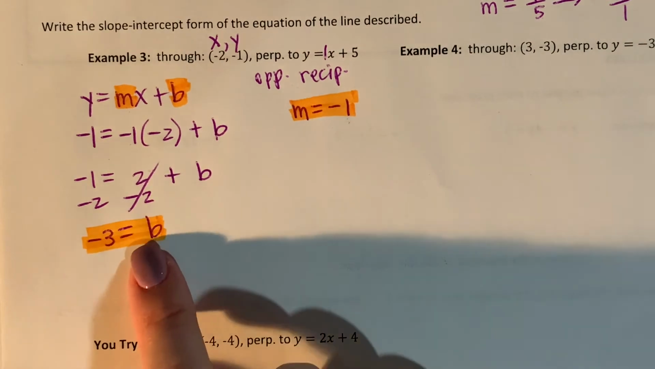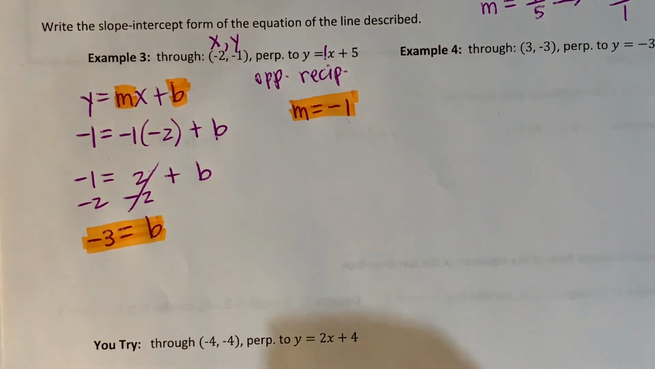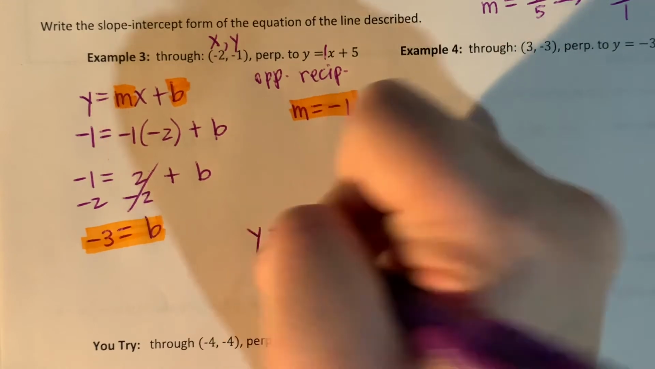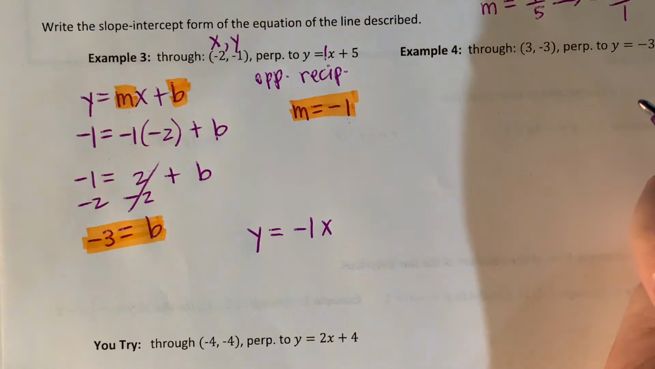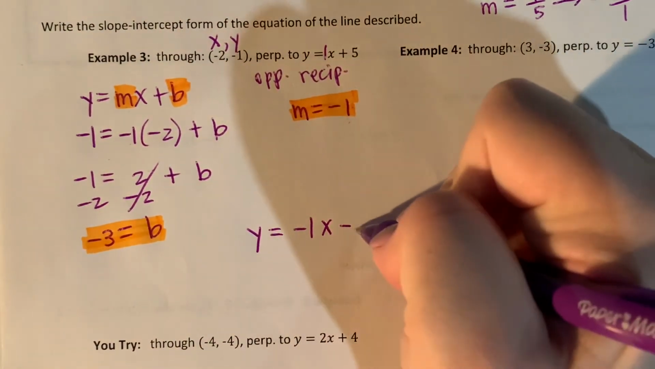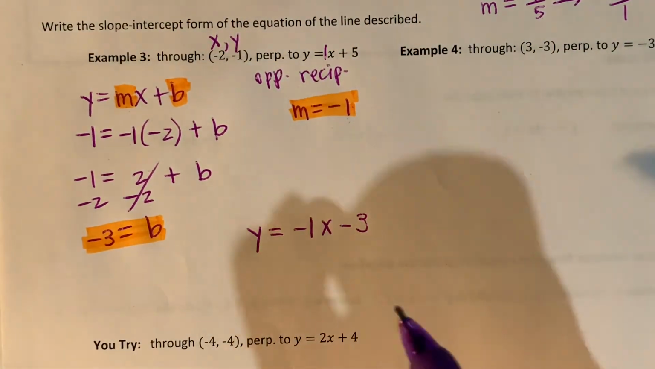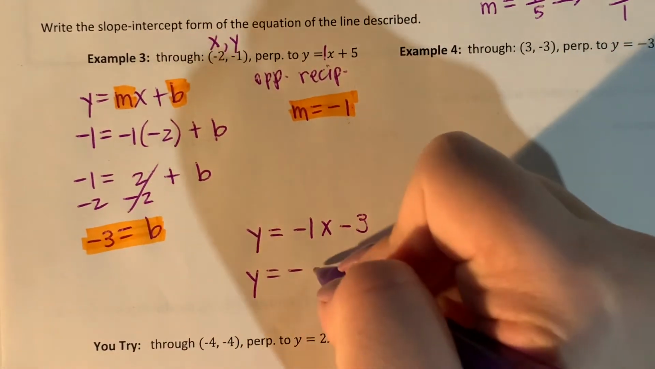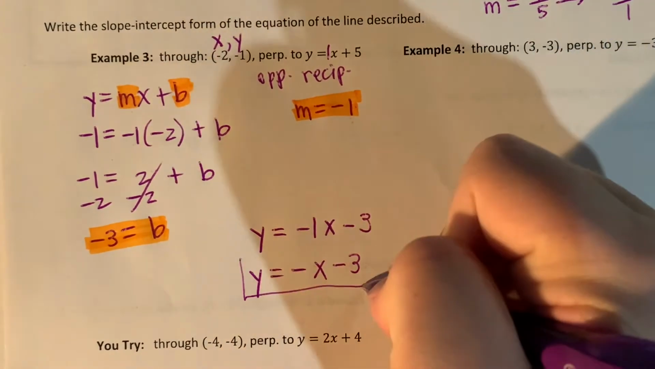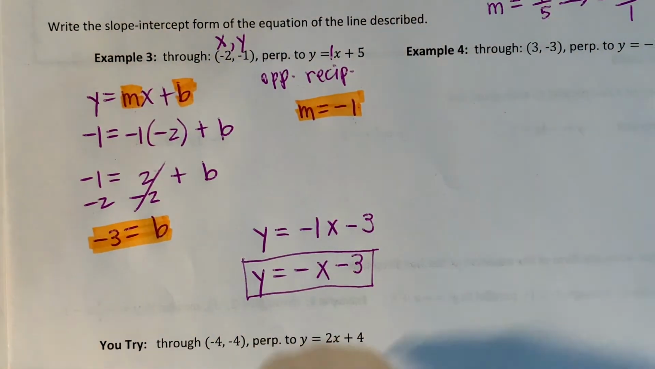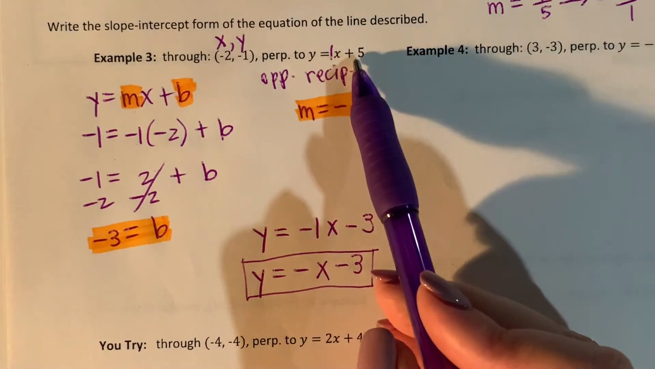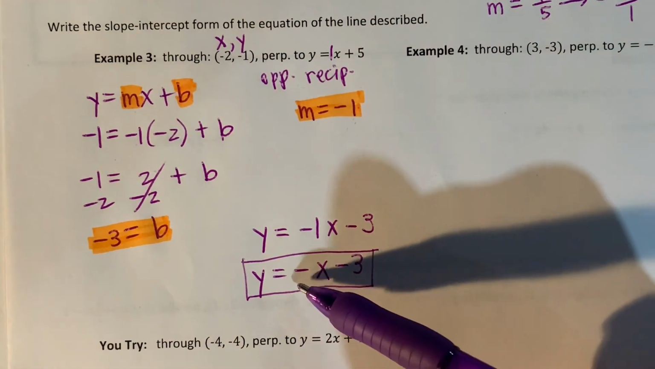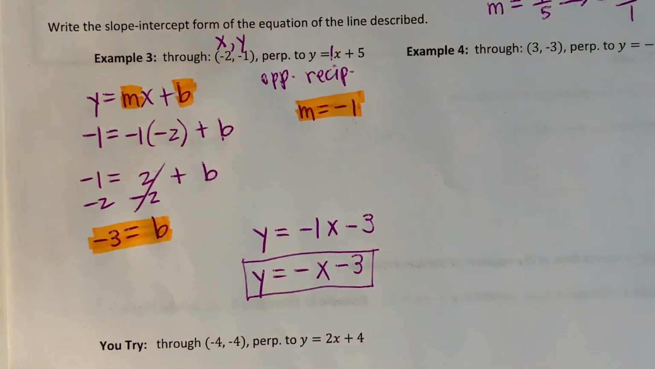Found my slope. Found my y-intercept. So my final answer is to write it in slope-intercept form. So y equals mx, so negative 1x plus my b, so plus a negative 3. And we don't have to write the 1 here. You could also write your equation like this, negative x minus 3. Both would be acceptable. Here is an equation in slope-intercept form for a line that is perpendicular to this given line. Notice it has opposite reciprocal slope, and it's going to go through this point.